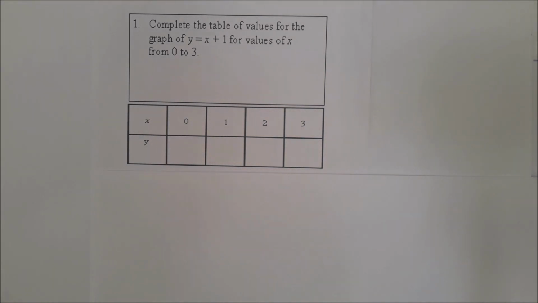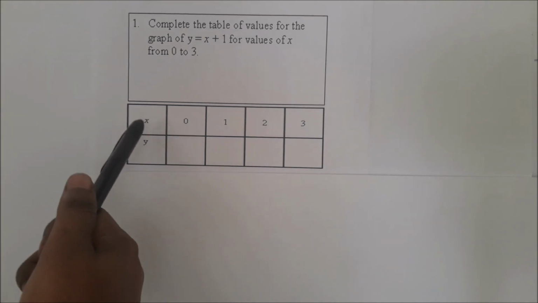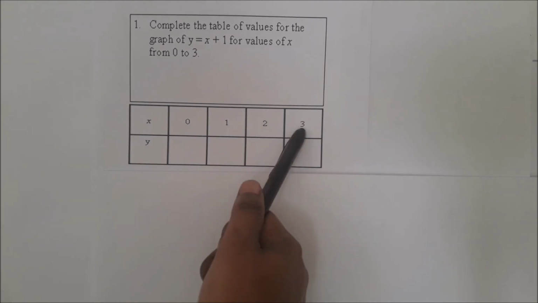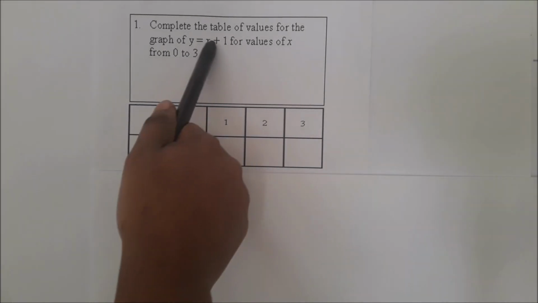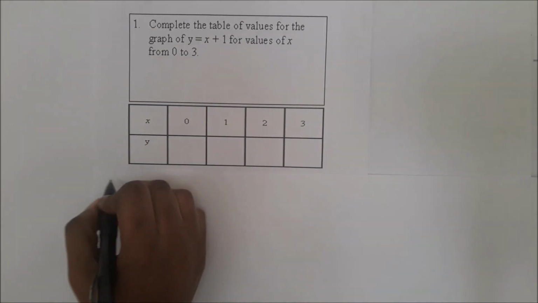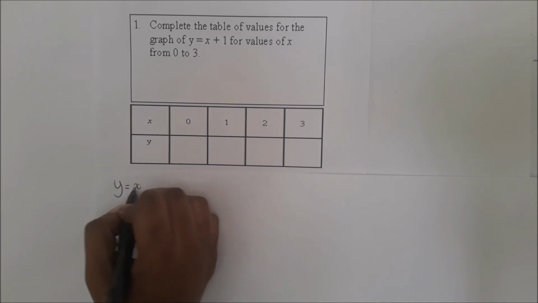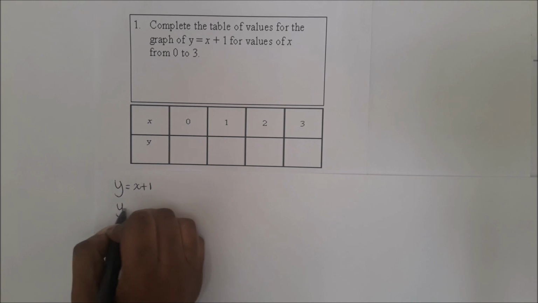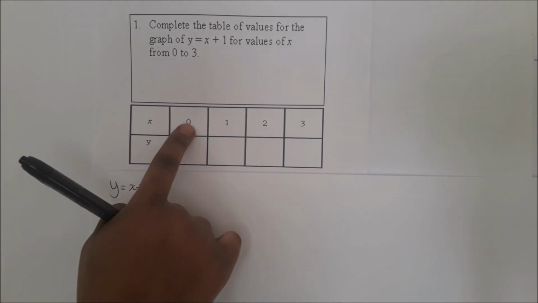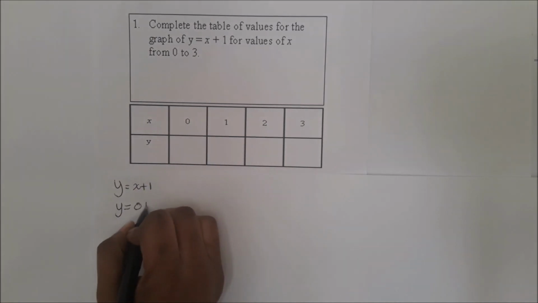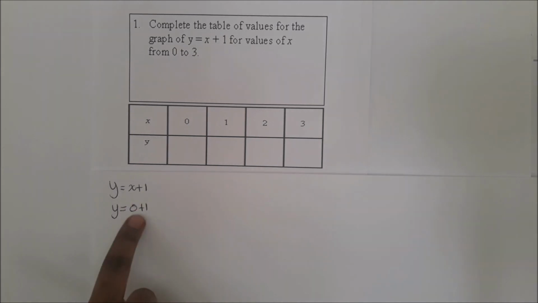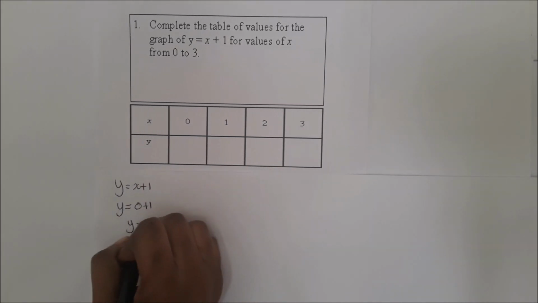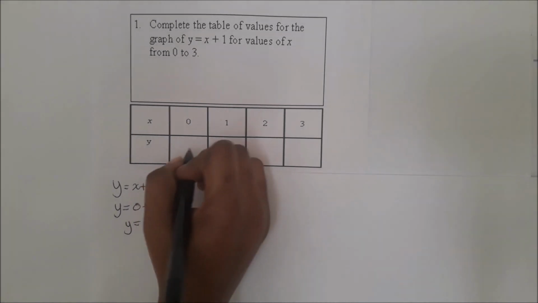Okay. We are going to plug in for each value of x. As we can see, we have 0, 1, 2, 3. We're going to plug in each one of them for x. We'll write the equation y equals x plus 1. Y equals, the first value will be 0 plus 1. Now we can work this out. 0 plus 1 is 1. So y will be equal to 1.